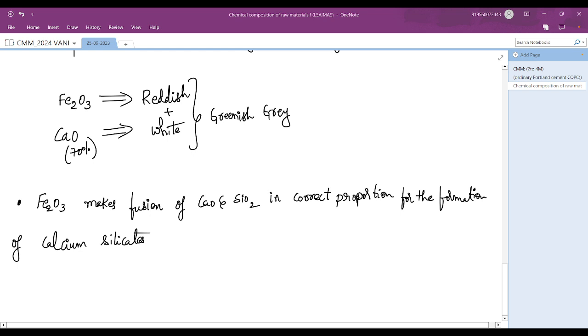So, for the white color in white cement, we remove iron oxide. Hence, there is no strength in white cement. Therefore, white cement is not used for regular construction. Basically, it is used for putty work and for aesthetic purposes. Okay, are you all clear? This is about the iron oxide.